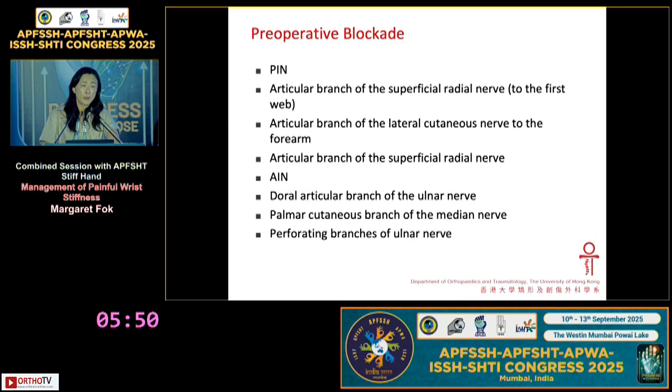We don't have to ablate all the nerves, do we? Well, we can use preoperative blockade with lignocaine and see which nerves are actually causing the pain, and then that may indicate which ones we should ablate.